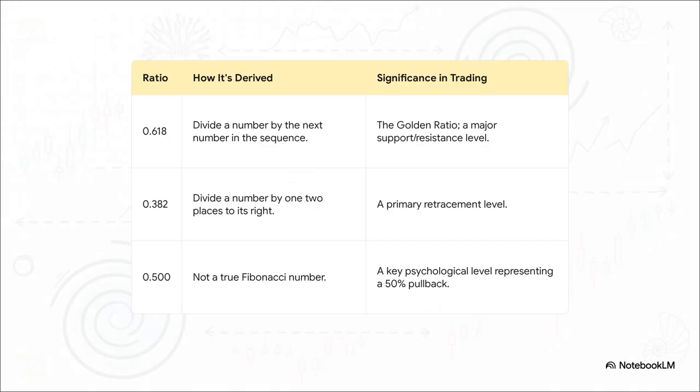Okay, so you're probably wondering, where do the lines on the trading tool actually come from? Well, they're not random, they come directly from that sequence. If you take any number in the sequence and divide it by the next number, you'll always get pretty close to 0.618. If you divide it by the number 2 spots over, you get 0.382. Now, that 50% level you see, that's not technically a Fibonacci number, but it's thrown in because it's such a huge psychological level, the halfway point of a move.